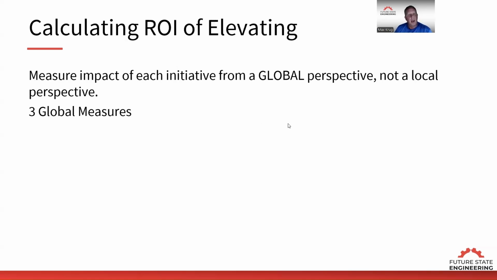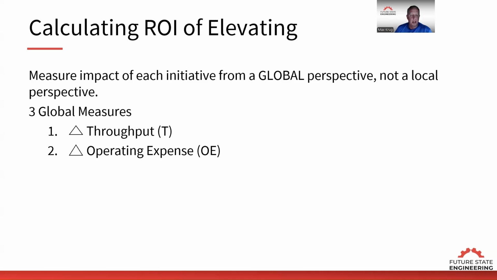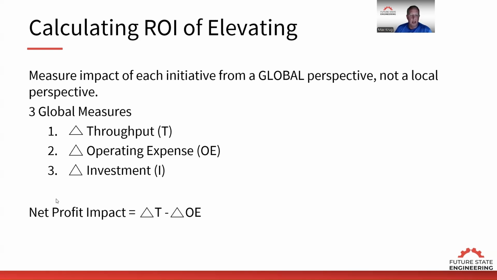So when evaluating the impact of these different activities within the organization, we want to look at the three global measures. So the three global measures in the organization are, what's the change in throughput, what's the change in operating expense, what's the change in investment. So the first we can look at, of each of these initiatives that we're going to take, is what's the impact on net profit? So to calculate net profit, we're going to take the change in throughput minus the change in operating expense. And again, expense might go up, but if throughput's going up at a faster rate than expense, then do the activity. As long as net profit impact is a positive number, take the action.